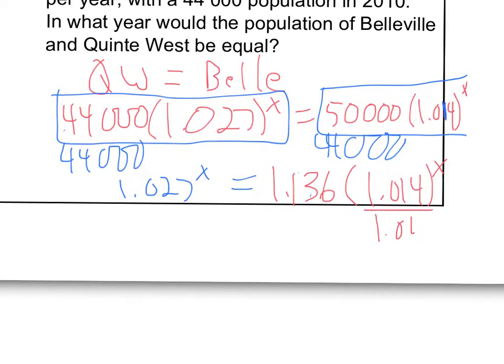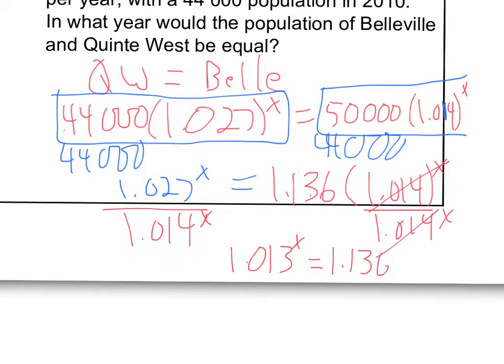Then what I can do is divide both sides by 1.014 to the x, and that divides out. 1.027 divided by 1.014 is 1.013, so 1.013 to the x equals 1.136. And then you're going to want to guess and check that until you can get a value of x.